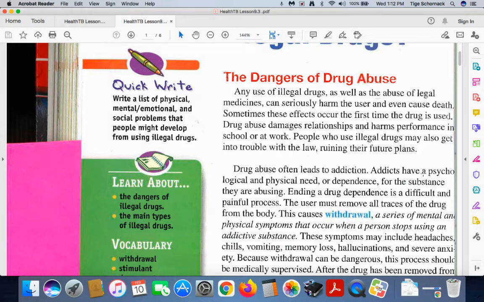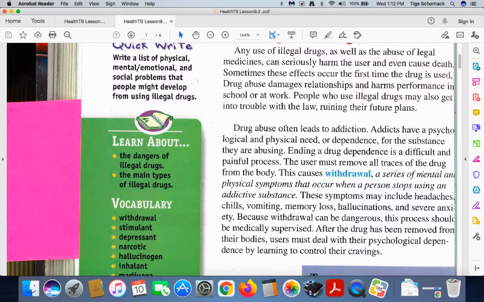So when we talk about the abuse of legal drugs, that's why we don't allow you guys to have cough drops and other things. Because again, you can even take too many cough drops or cough medicine at once and still mess your brain up like you would if you took an illegal drug.